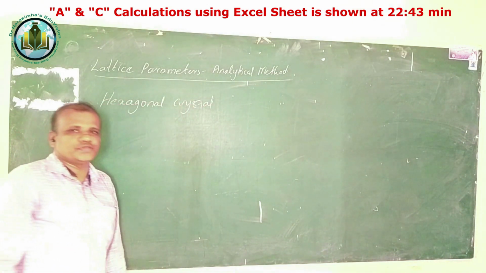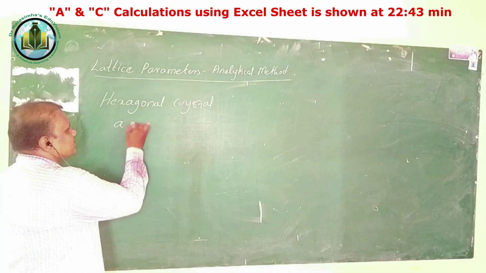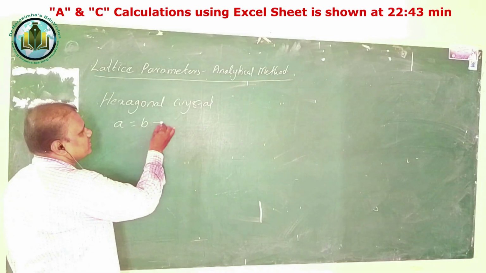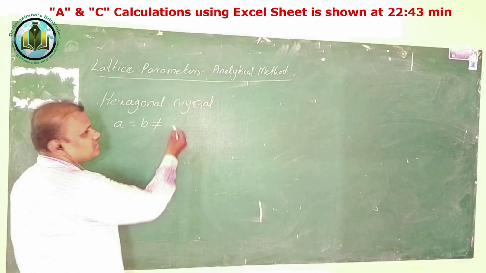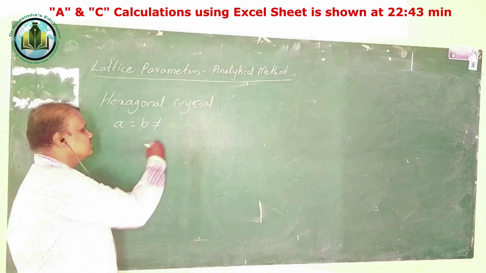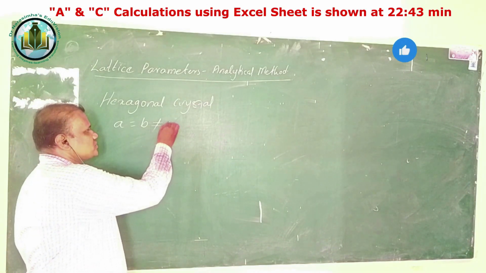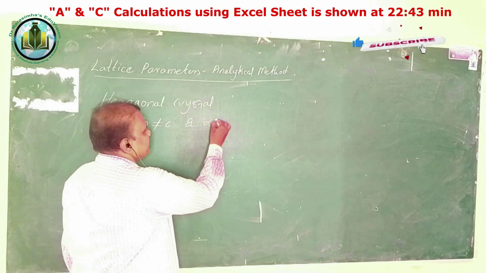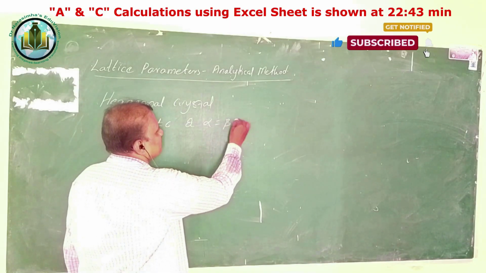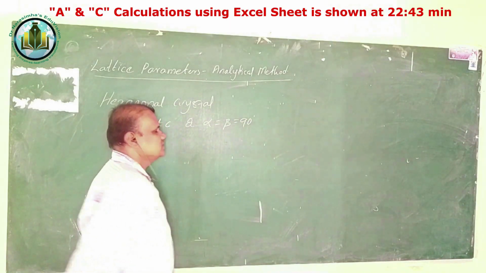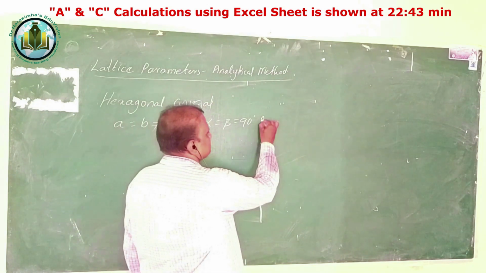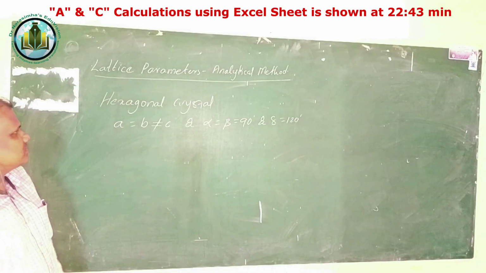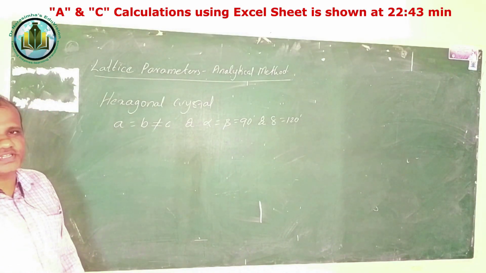So this hexagonal unit cell is defined as a equals b, the dimensions of the unit cell, both values a and b are equal. But the length of the unit cell c along the z direction is not equal to a and b. Simultaneously, the crystal angles alpha and beta are both equal to 90 degrees, and the angle gamma is equal to 120 degrees. This is the definition of the unit cell of a hexagonal crystal.